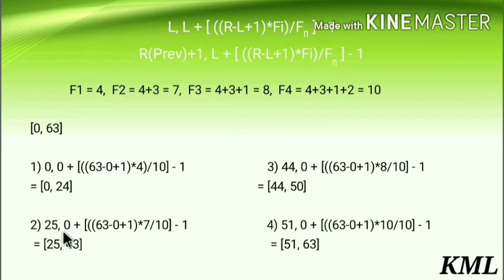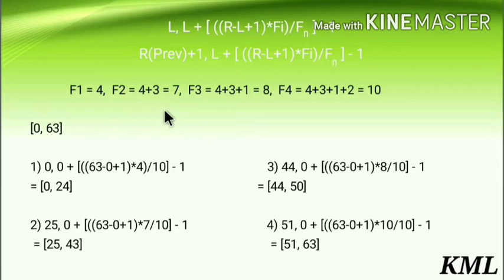Okay, so now how to find this value? Use this right hand side. So your L is 0 plus R minus L, 63 minus 0 plus 1, into 7. Now why 7? You have to use the second F value here, because this is the second subinterval, so you have to use F2.